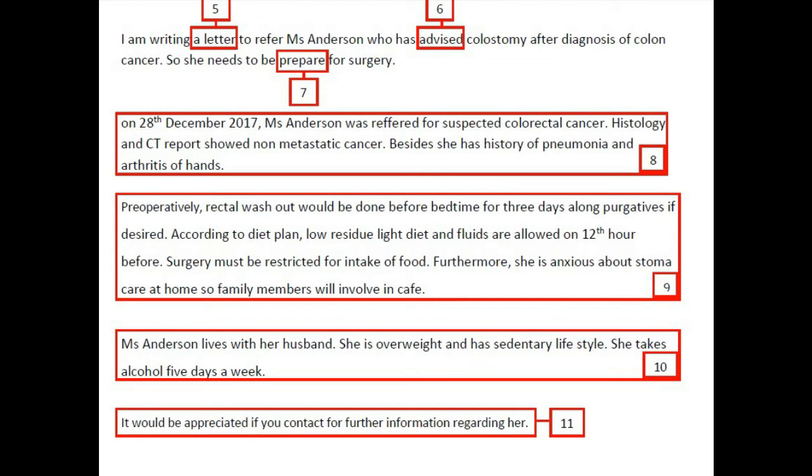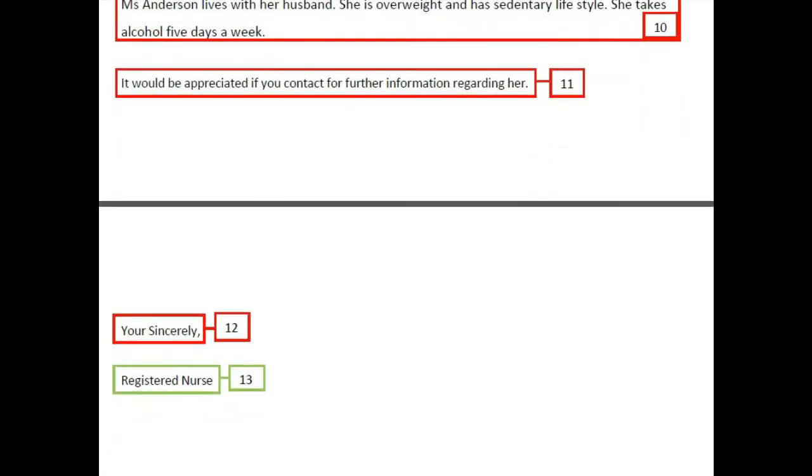Coming to the wind-up sentence, "It would be appreciated if you contact for further information regarding her," which is not the correct way of closing a letter. Instead, you must write it as, it would be greatly appreciated if you could make the preparations for her colostomy and contact me if you have any queries about Miss Anderson. The sign of yours sincerely is wrong. Instead, you should write yours sincerely. Registered nurse is written correct. So that's all about the letter. Thank you.